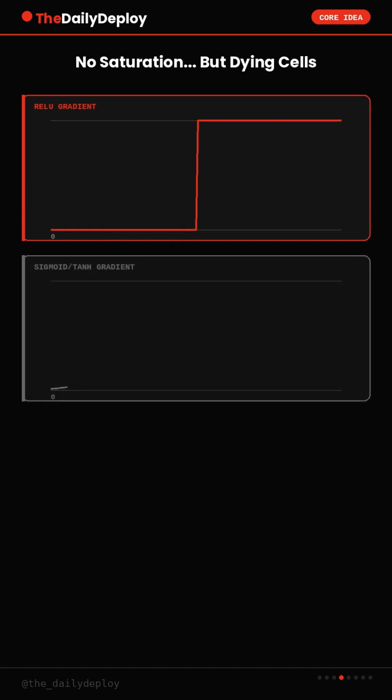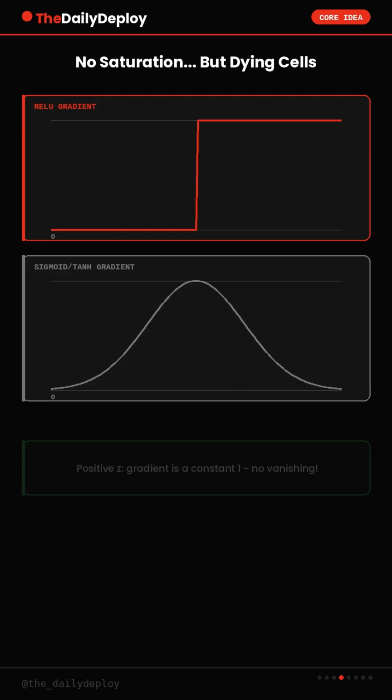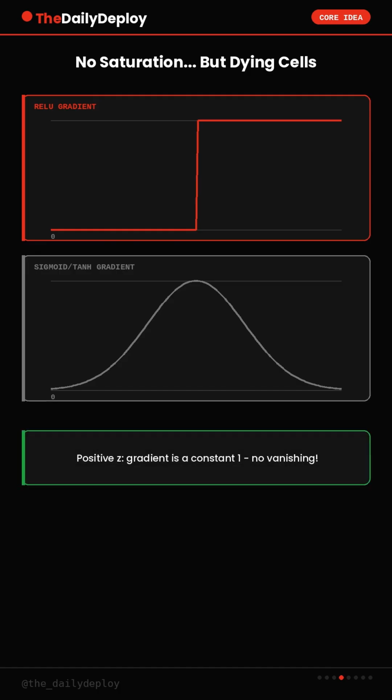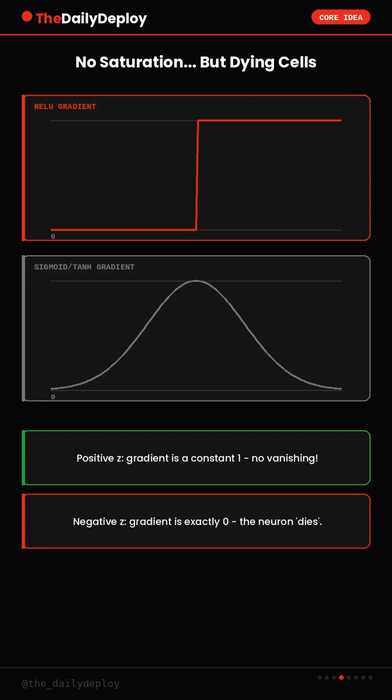However, there's one drawback. If a neuron keeps receiving negative inputs, its output stays at 0, and its gradient also becomes 0. This is called the Dying ReLU problem, because the neuron may stop learning altogether.